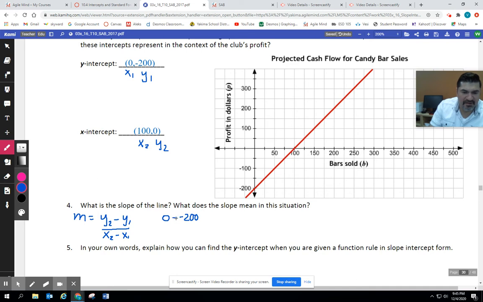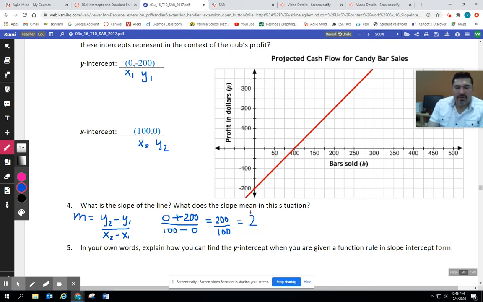Okay, this here will end up being a positive because we have a minus negative 200, over x2, which is 100, minus x1, which is 0. So this ends up being a positive because we have a double negative here. I'm going to change this to a positive. So we have 200 and then 100 minus 0 is 100. And 200 divided by 100 is 2. So our slope is 2.